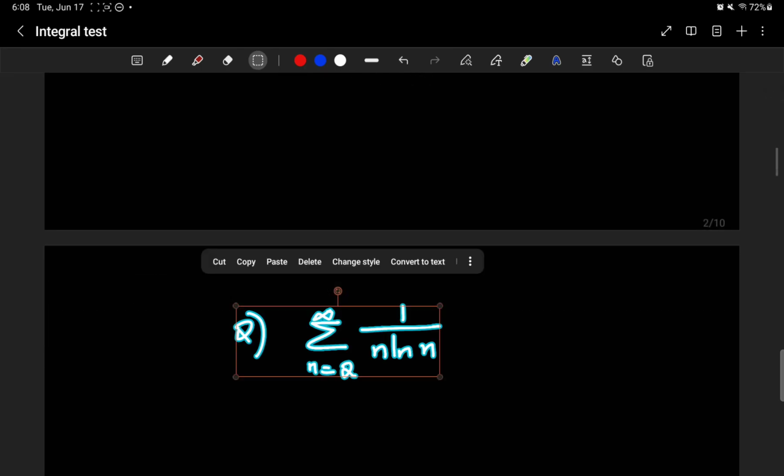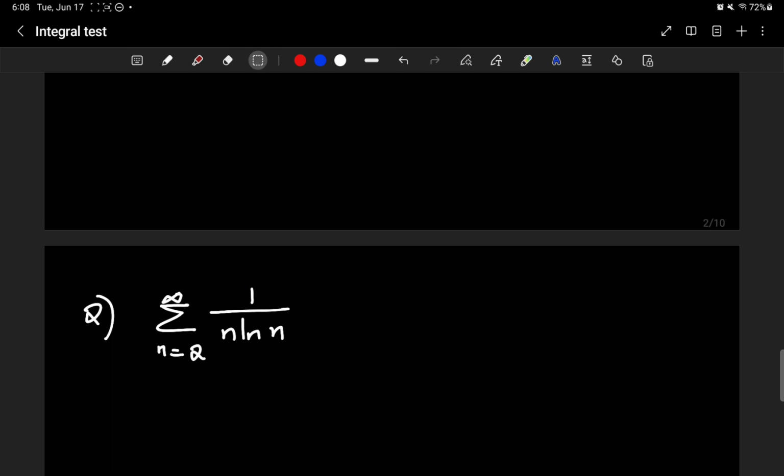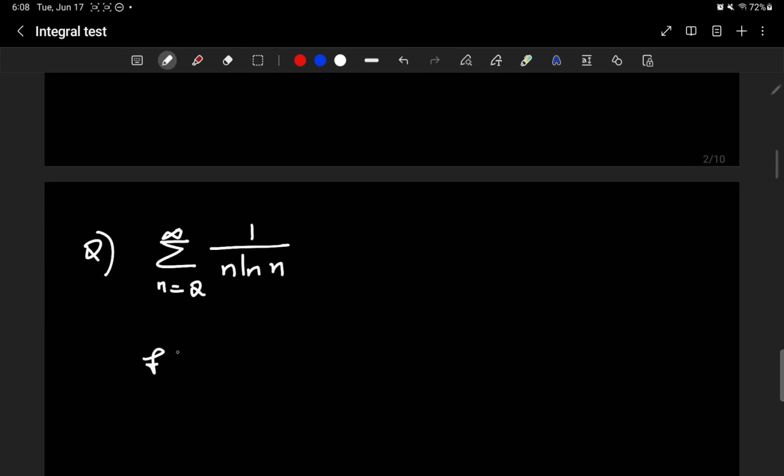When it comes to the second problem, we see that it's basically similar to the previous one, except we have that 1 over thing. First we define our f of x based on a_n. This will be 1 over x ln x. Here, as you saw, this is always positive, so it checks the positive condition.